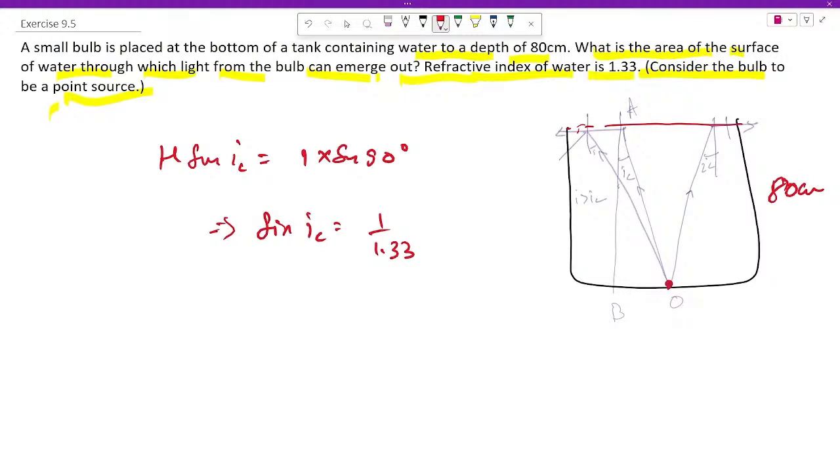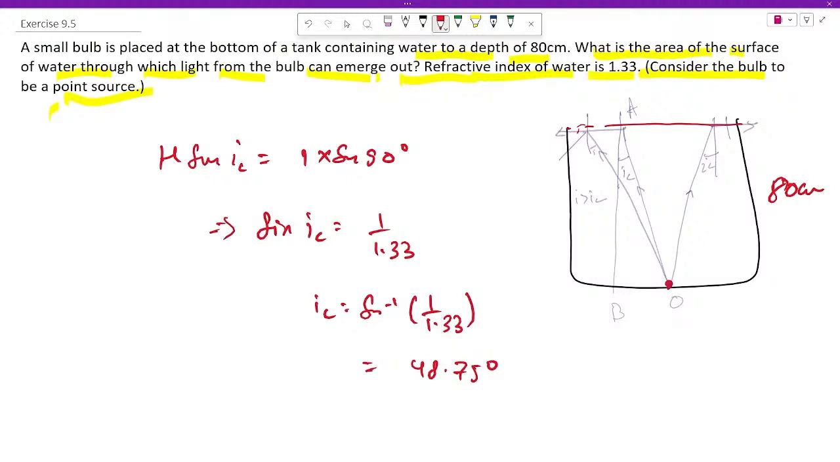Now if we figure out what i_c is, then i_c will be sine inverse of 1 by 1.33, and this will come out to be equal to 48.75 degrees. So we have got the value of i_c in this triangle AOB.